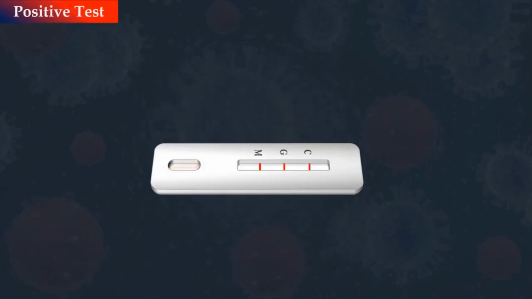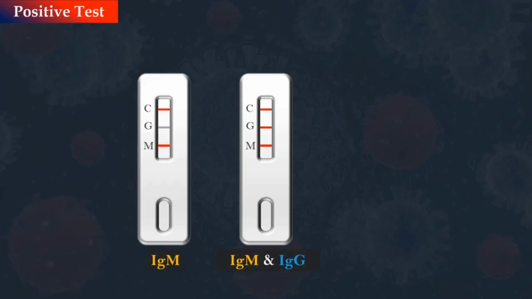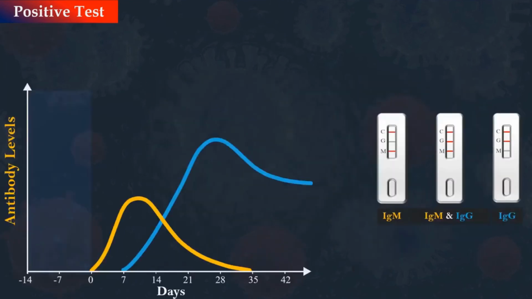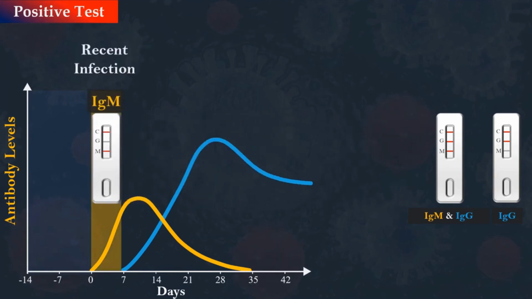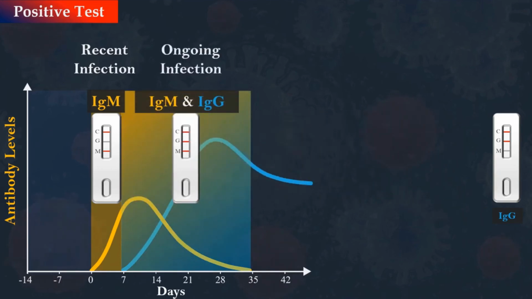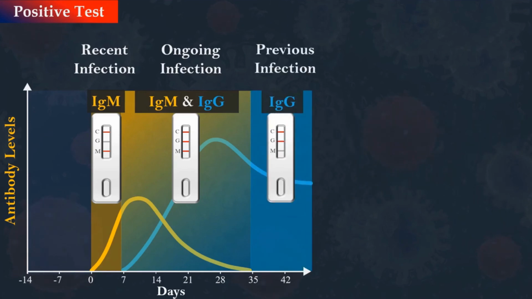The test result is positive if both IgM and IgG antibodies are detected, if only IgM antibodies are present, and if only IgG antibodies are detected. When IgM is positive and IgG is negative, the subject's immune system is actively producing antibodies to a recent infection with the target virus. When IgM and IgG are positive, the subject's immune system is actively producing antibodies to an ongoing infection that likely began more than 14 days ago. When IgG is positive and IgM is negative, the subject's immune system has produced antibodies to the target viral antigen.